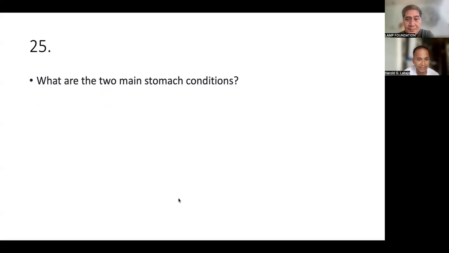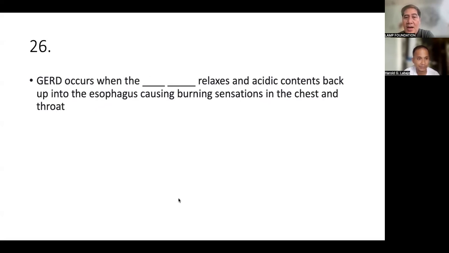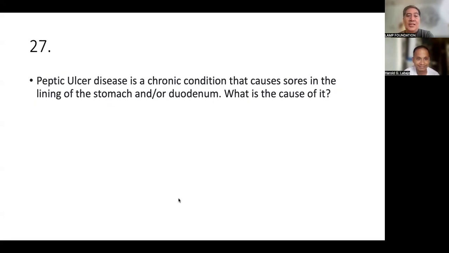GERD and peptic ulcers. GERD occurs when the blank relaxes and acidic contents back up into the esophagus, causing burning sensations in the chest and throat. Cardiac sphincter. Peptic ulcer disease is a chronic condition that causes sores in the lining of the stomach and or duodenum. What is the cause? Helicobacter pylori, a gram-negative bacillus that embeds itself in the mucosal lining of the stomach, duodenum, and rectum.